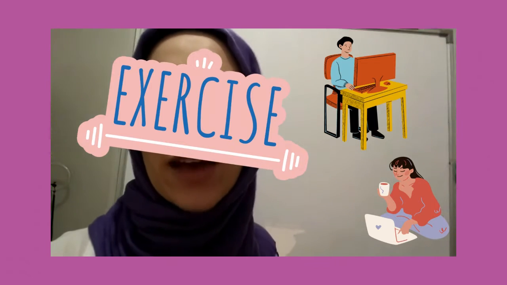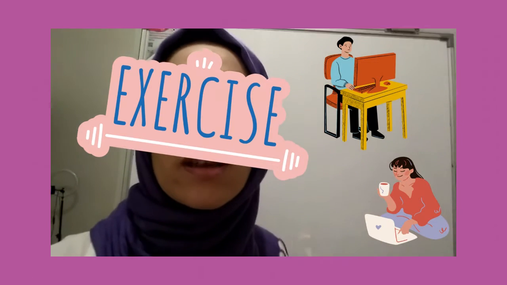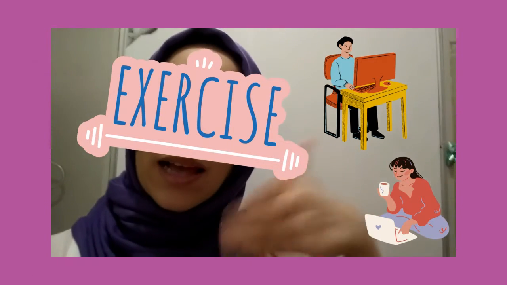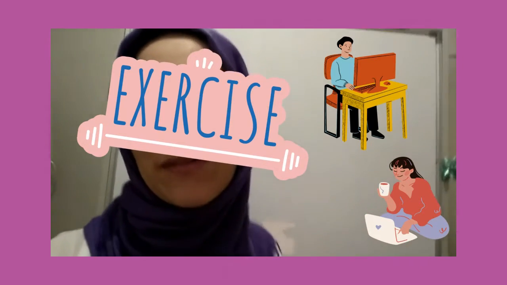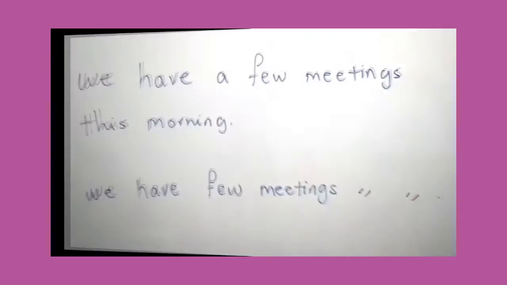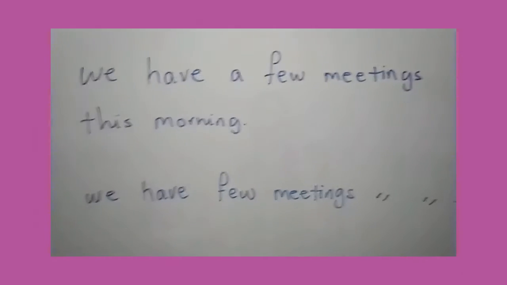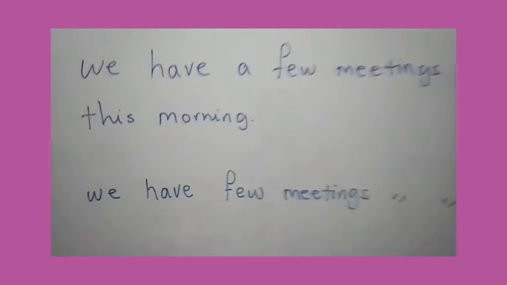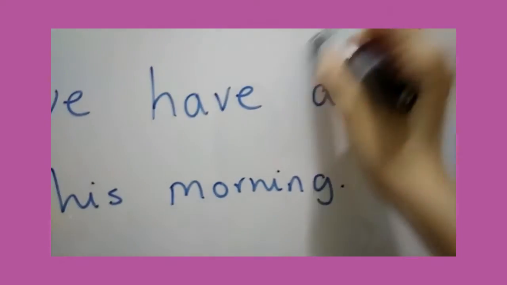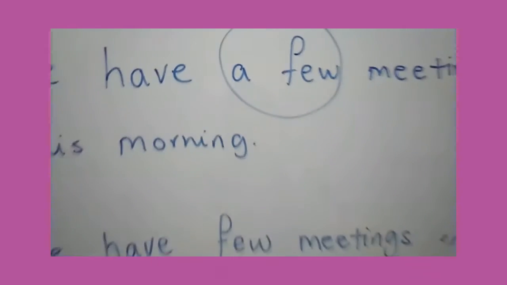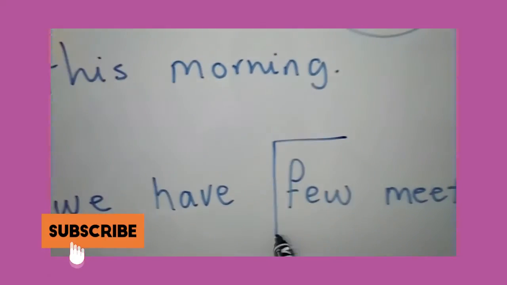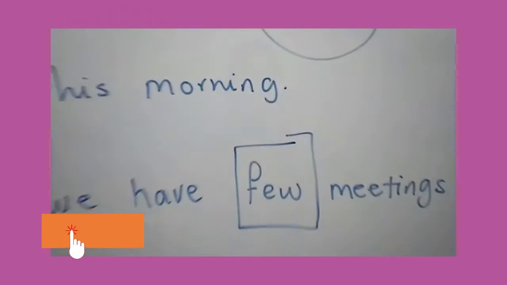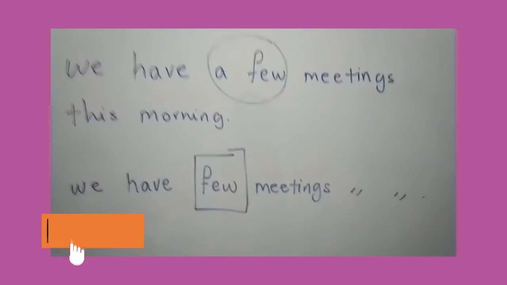Alright, so now we need to do some activities to understand the idea better. If you have any confusions, hopefully these activities will help you differentiate between the use of "a few" and "few." So let's look at this example. We have a few meetings this morning. So here we have "a few." And the second one, we have few meetings this morning. So here we have "few" without "a." So what does that mean?